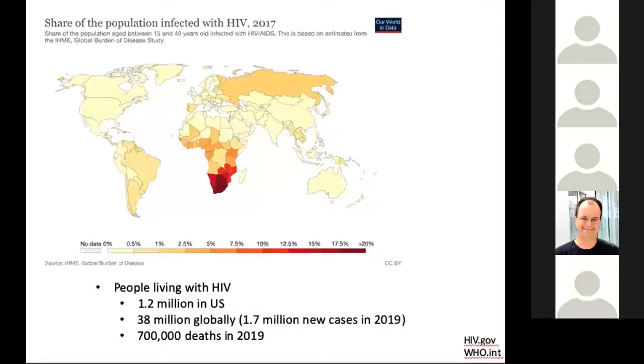Globally, there's 38 million people living with HIV, and about 1.7 million new cases were reported in 2019. And about 700,000 deaths were reported in 2019. So this is still a very important and very critical global public health crisis. And so this is the global view, just to convince you that it's an important problem in the context of all of the other viruses that we have to deal with currently.